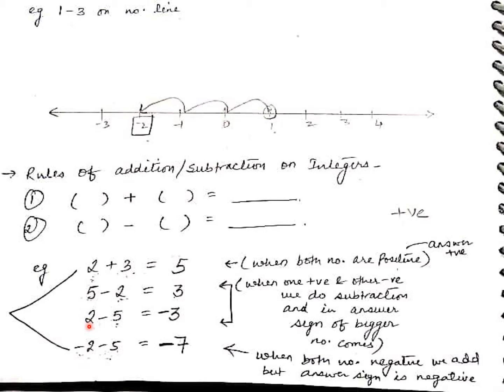Suppose I reverse it, 2 minus 5. Again we will subtract, the answer is 3 only. But this time the sign of 5 will come, because 5 is larger and the sign of 5 is negative, so the answer is also negative. I hope you got the difference. You can also read these points. They are also helpful. You can pause the video and read.